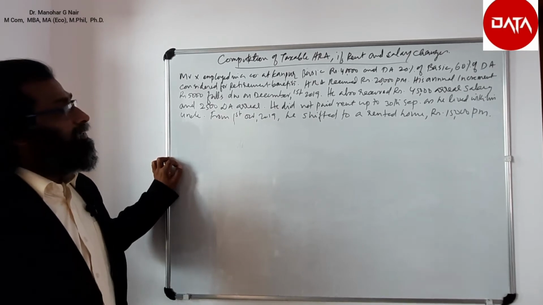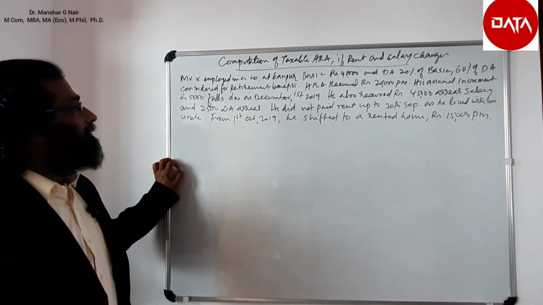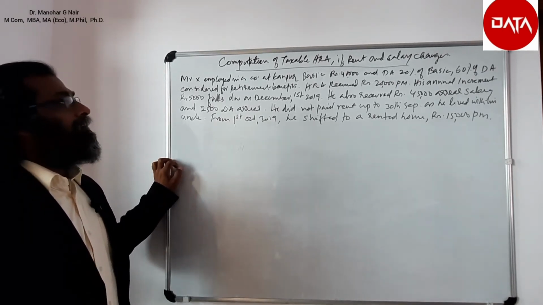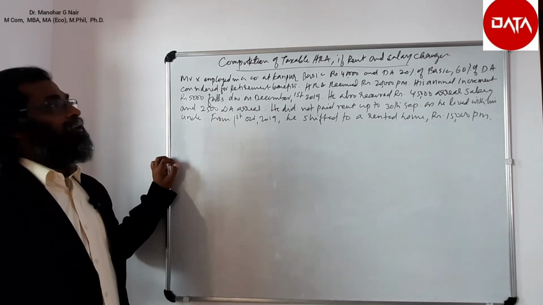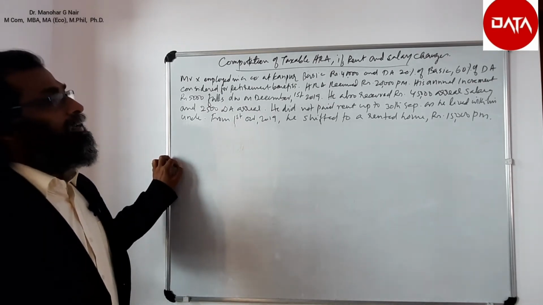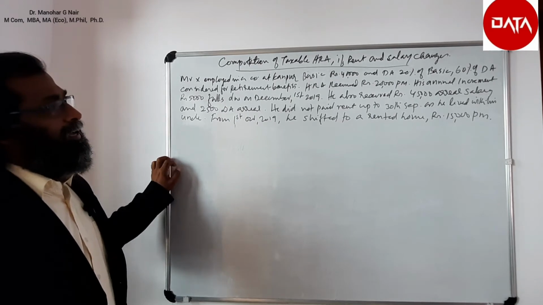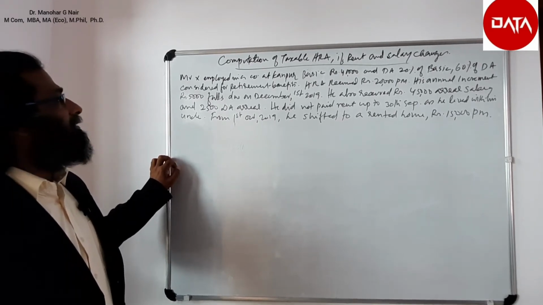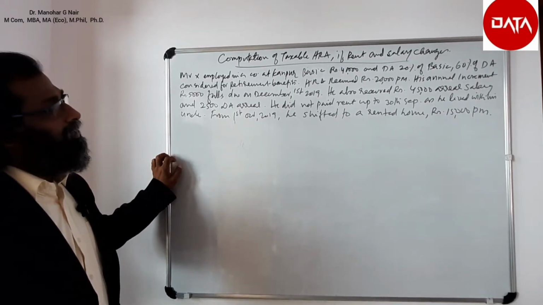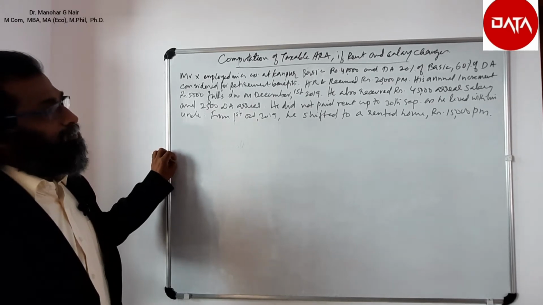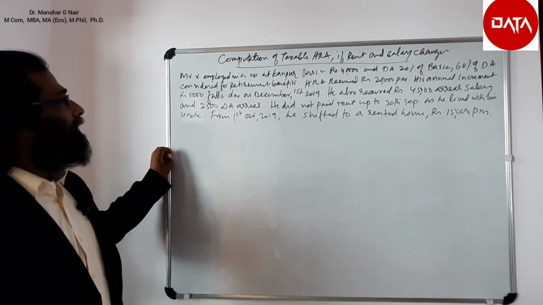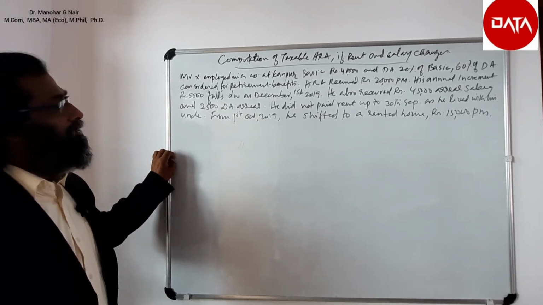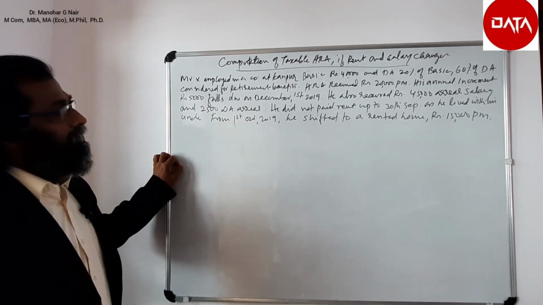Computation of taxable HRA if rent and salary changes. Mr. X is employed in a company at Kanpur, basic salary rupees 40,000 and DA 20% of basic, and 60% of the DA is considered for retirement benefits. HRA received is 20,000 per month. His annual increment of rupees 5,000 falls due on 1st of December every year.